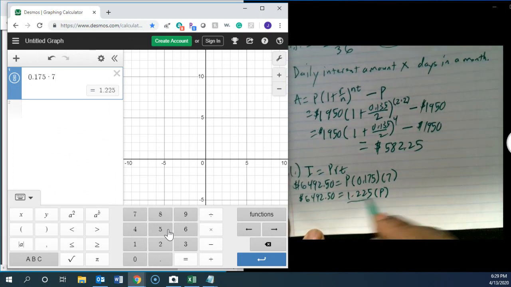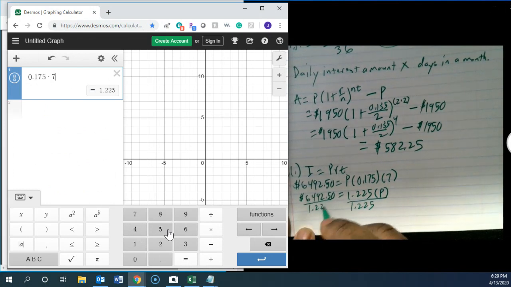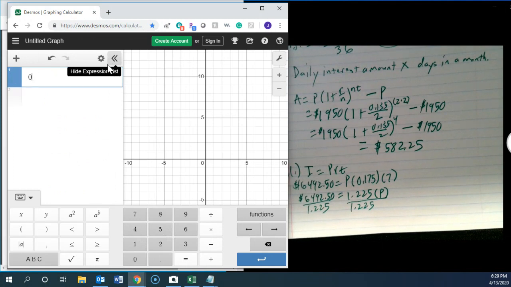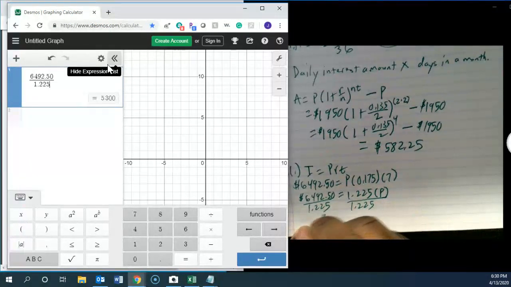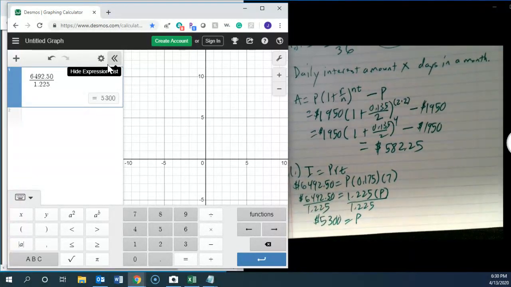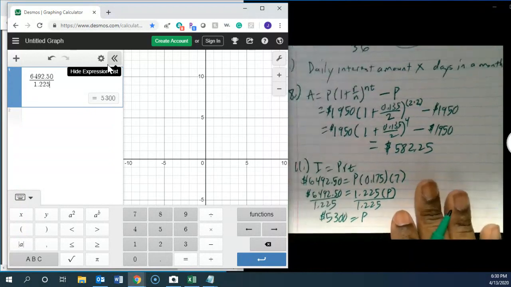So now we will divide each side by 1.225. And we could put that in our calculator here. So we have $6,492.50 divided by 1.225. And that will give us $5,300 is equal to the principal. So that is number 11.